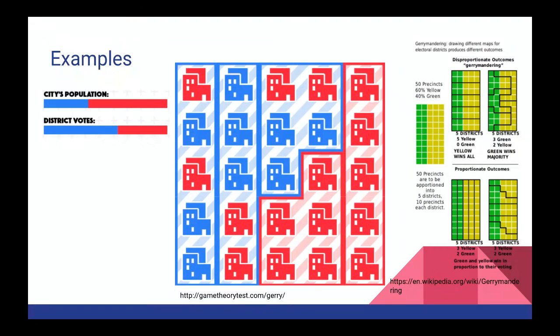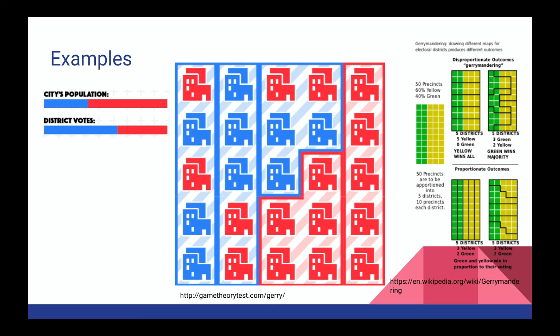Here are some examples of gerrymandering. The last example is found in a game that you can find online on gametheorytest.com/gerry. I like this example because it outlines the city population. Here I would say around 55% red. So that would mean that logically and representatively, red should win in representation, which is the district vote. Well, the thing you will find here is that instead of red winning, it's blue.